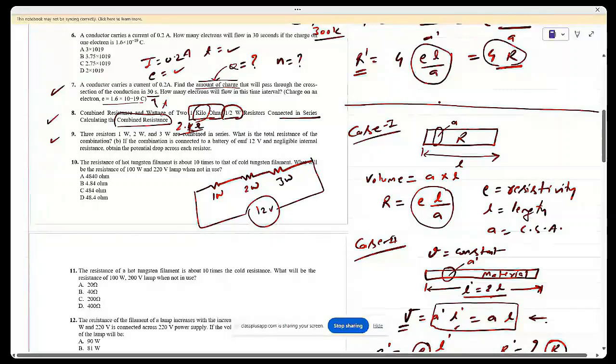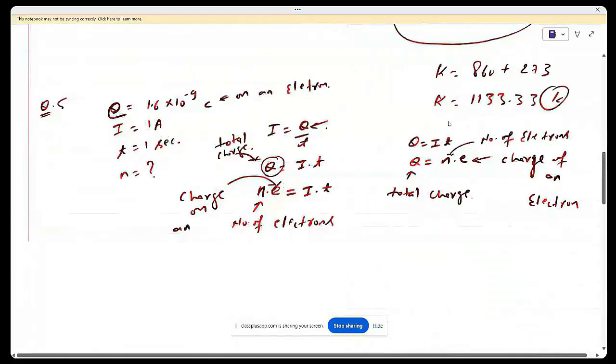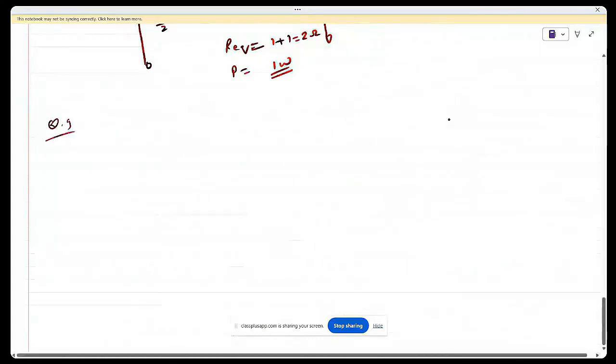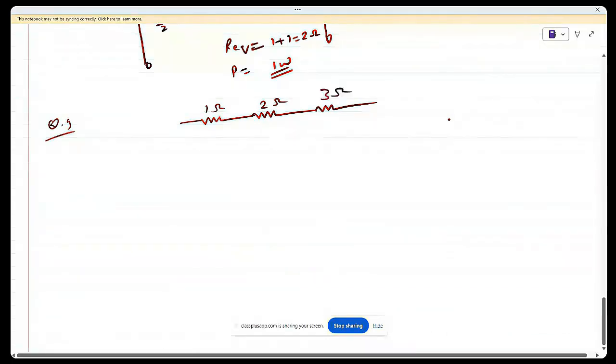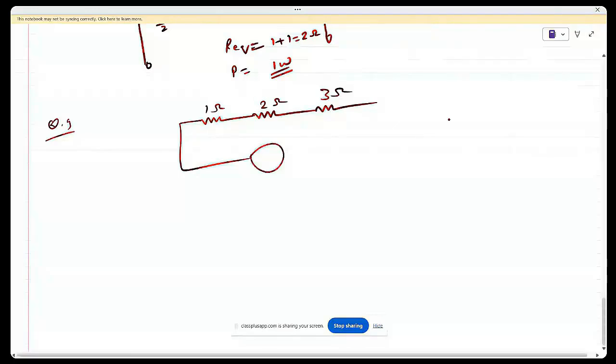Okay, one misprint is here. It is not watt, it is ohm basically. 1 ohm, 2 ohm and 3 ohm across a 12 volt battery. So let me draw the question here. This is question number 9. It is saying 3 resistances. The values of the 3 resistances are 1 ohm, 2 ohm and 3 ohm. They are connected in series, and their combination is connected across a 12 volt supply. So it is asking about total resistance, R equivalent.